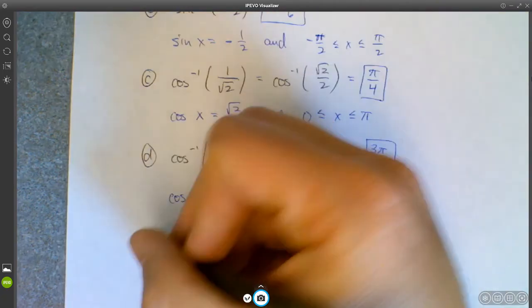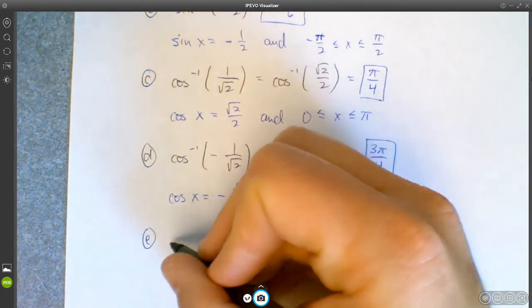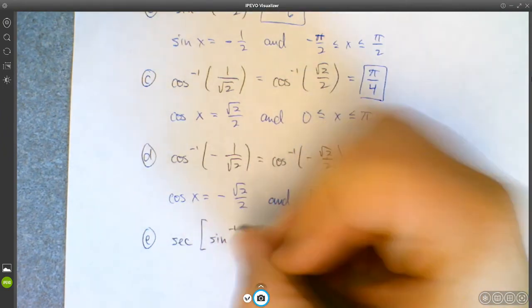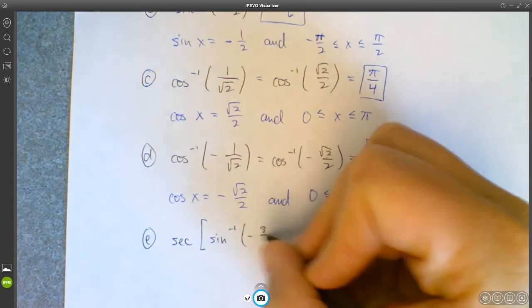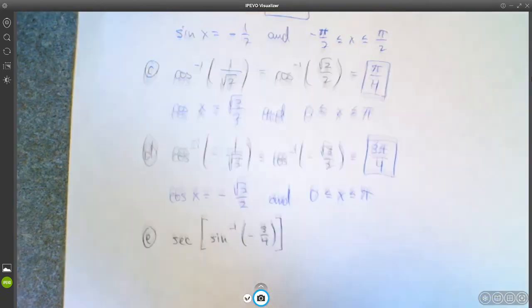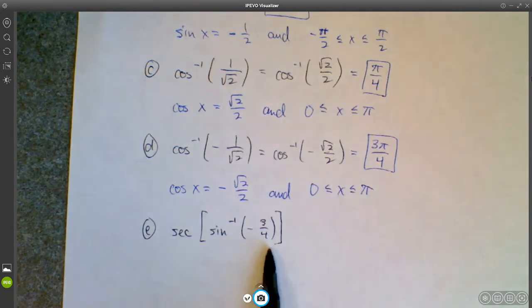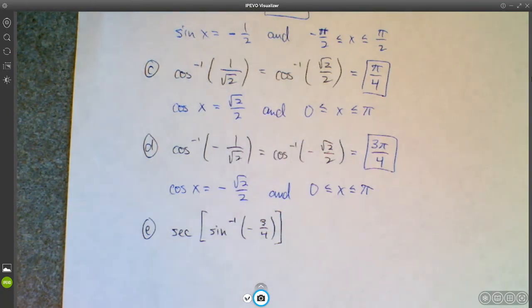Okay, let me give you one more. This one's a little different. Let's say that you wanted to figure out what secant of sine inverse of negative 3/4 is. Notice that an inverse trig function is going to take a real number and spit out an angle. And then you're going to be taking secant of that angle. So this expression makes sense. It's not like it's a self-contradictory expression or anything like that. But it is a little bit like, man, where do we even get started?